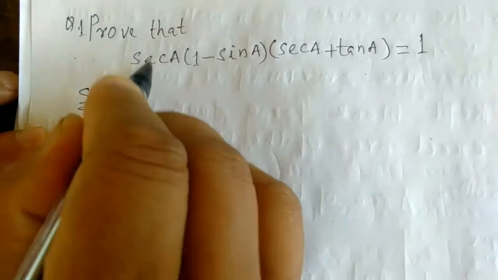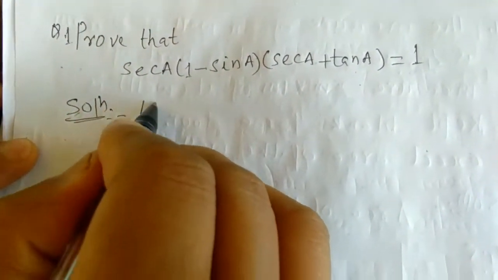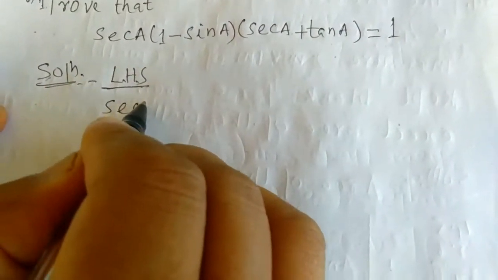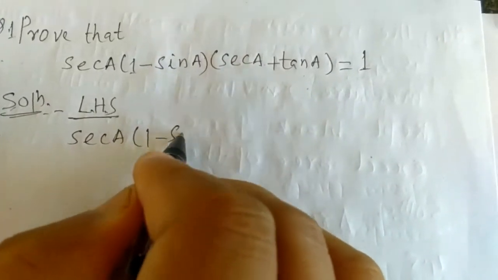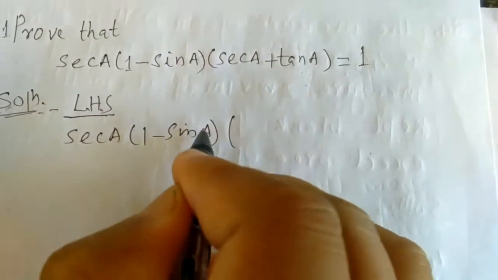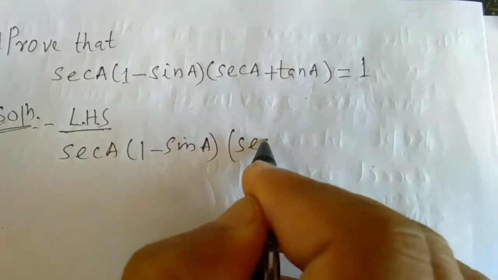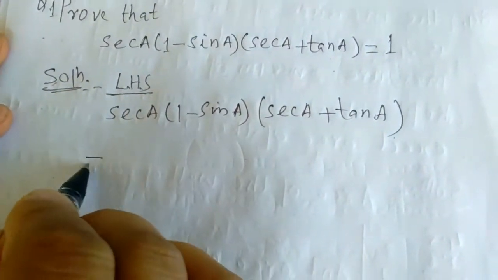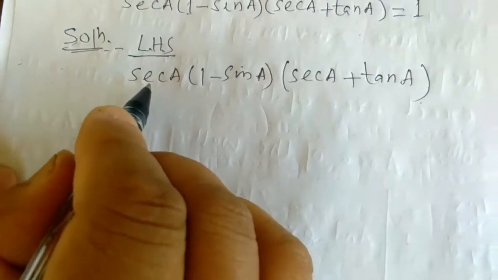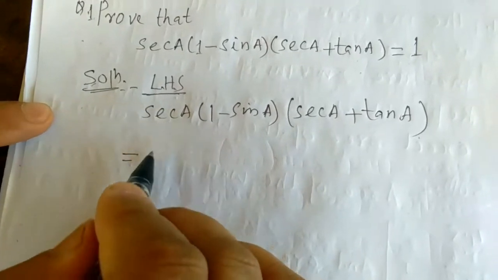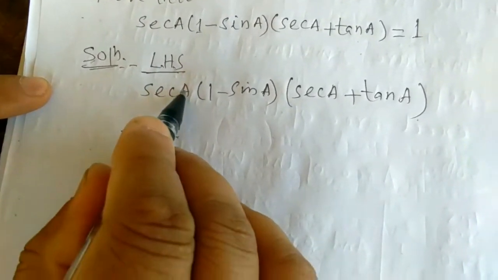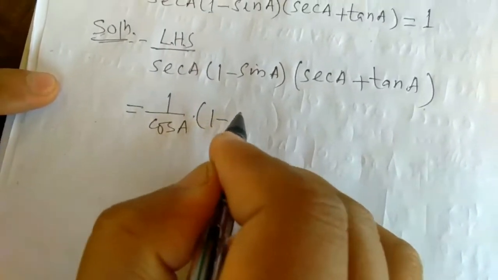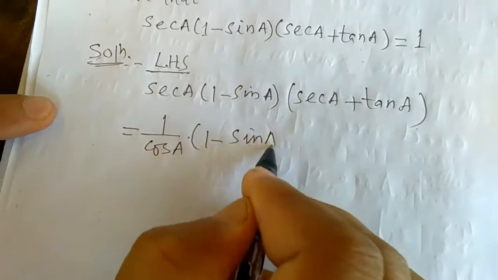Solution. Whenever show that or prove that is there, you always write left hand side or right hand side. So left hand side, sec a into 1 minus sin a into sec a plus tan a. This is your left hand side. So first we will convert sec in terms of cos. We know that sec theta equal to 1 by cos theta. Here theta means a. So sec a equal to 1 by cos a into 1 minus sin a. It will remain as it is.